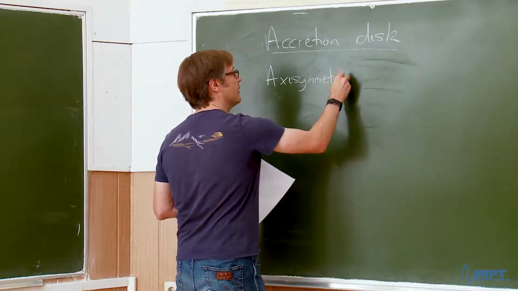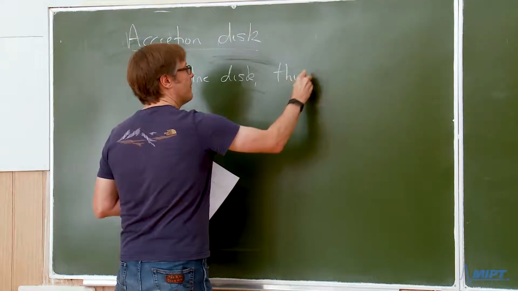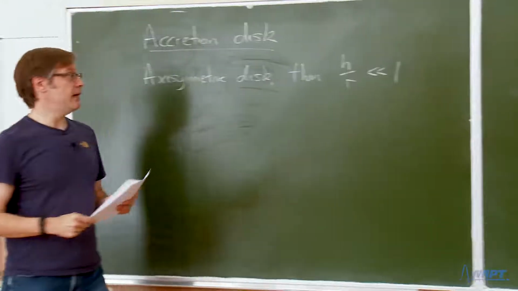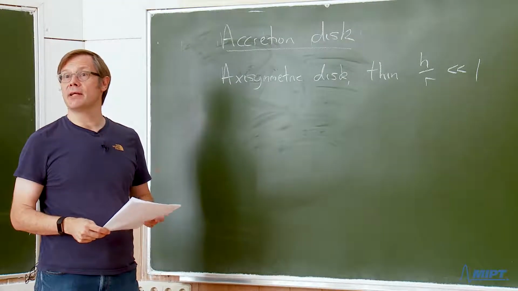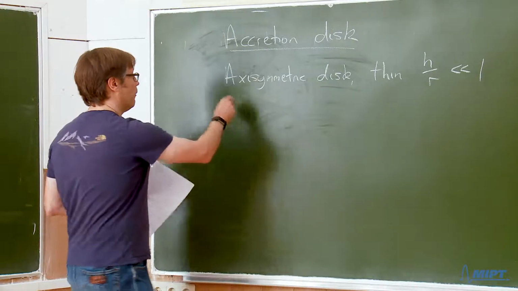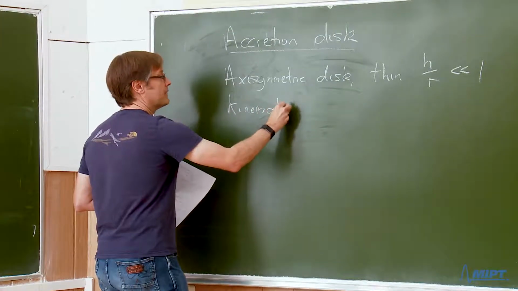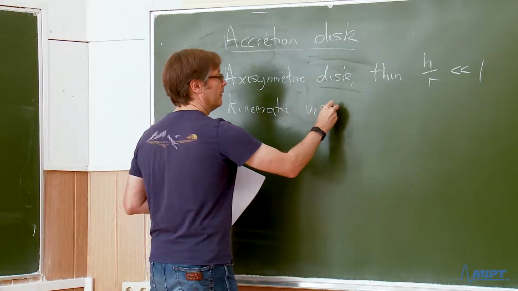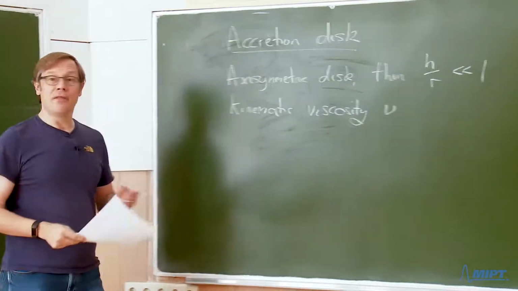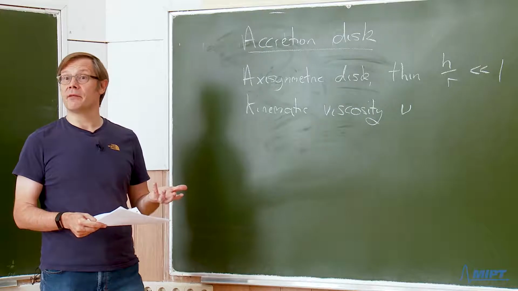we have an axisymmetric disk, and it's geometrically thin in the sense that the ratio of the vertical scale height, which we defined yesterday, to the radius is very small compared to unity. And then we assume, in the simplest case, that we have some viscosity within the disk, call that nu, and that the fluid within the disk is non-magnetized and just described by the Navier-Stokes equations.